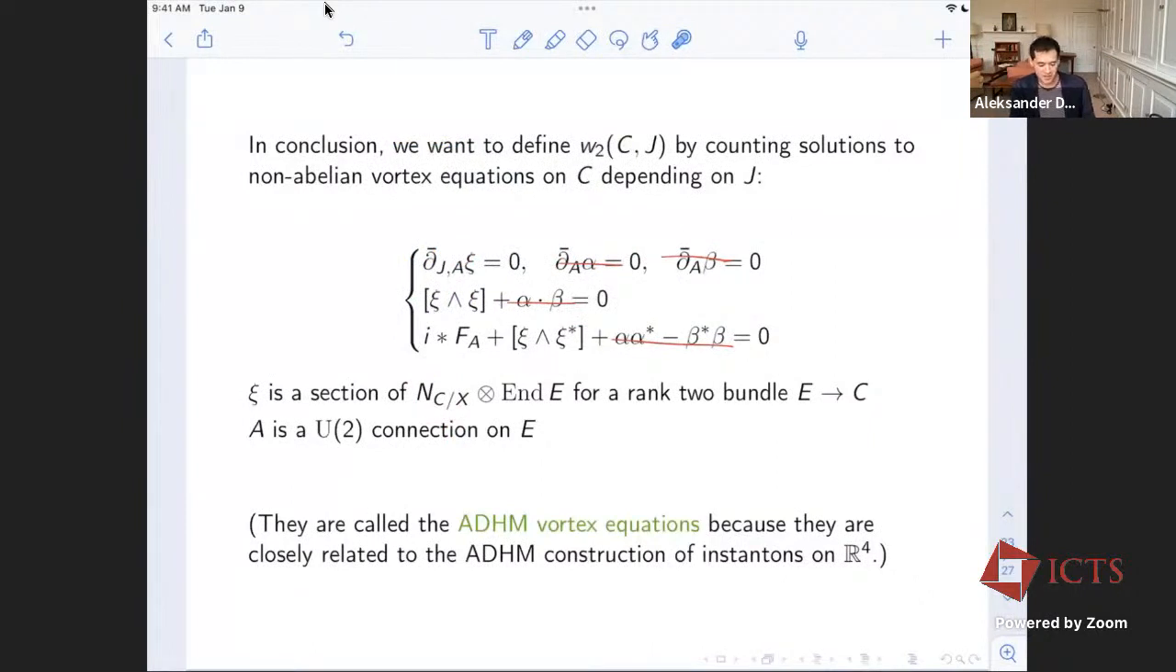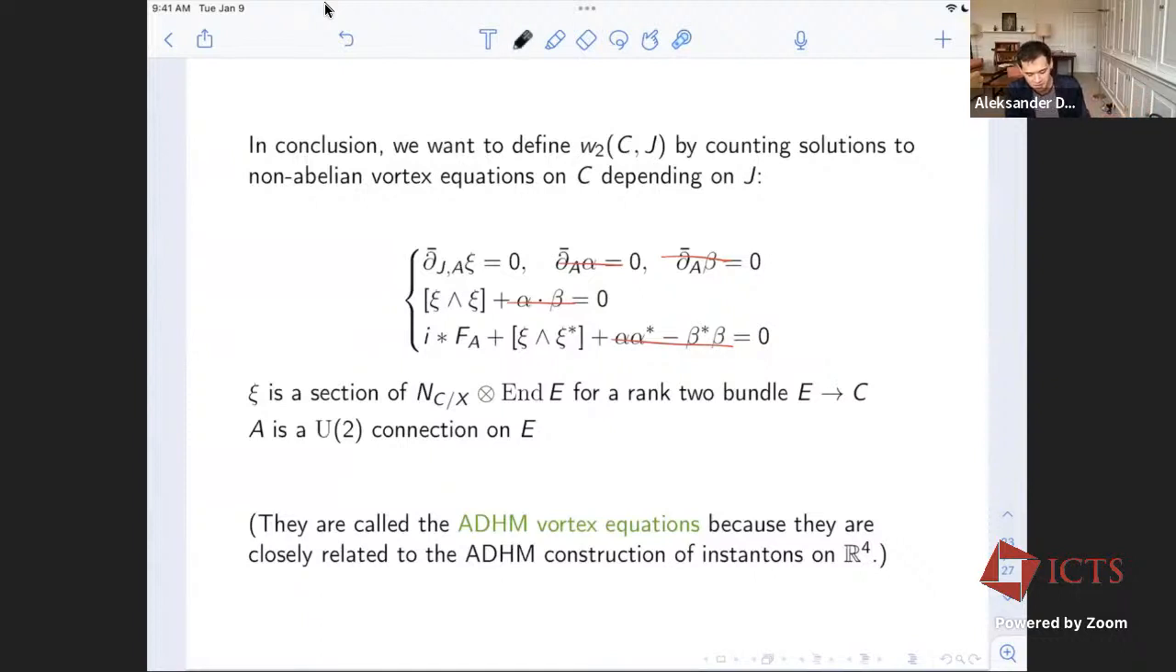So now we could imagine, okay, let's look at the moduli space of solutions to these equations, and let's try to count them. So the count will depend on J, because this operator depends on J. So you could ask, when does it happen that the count changes? And the only way it can change is when some of the solutions escape to infinity.